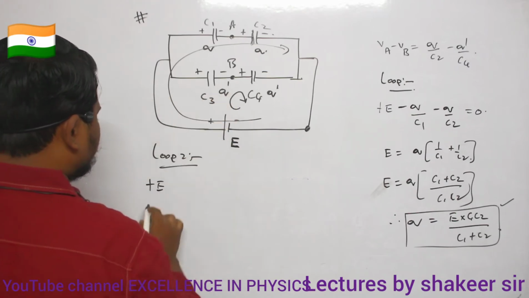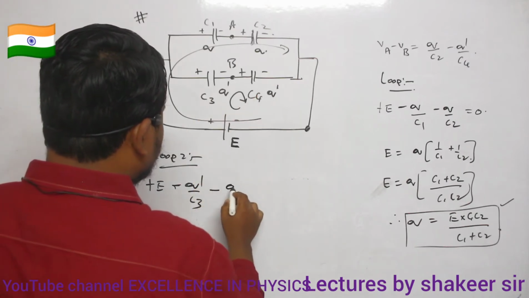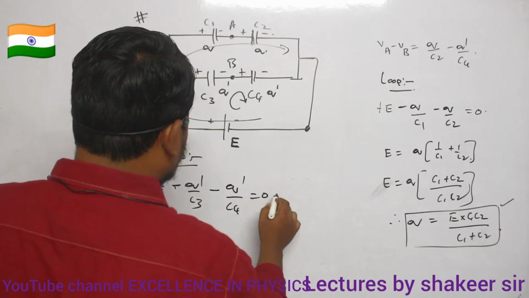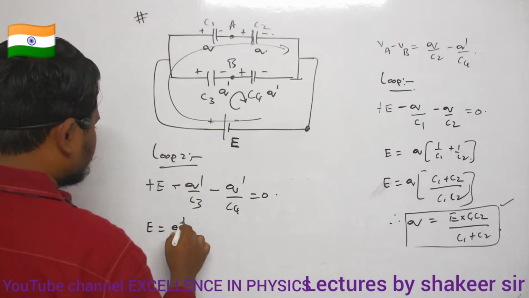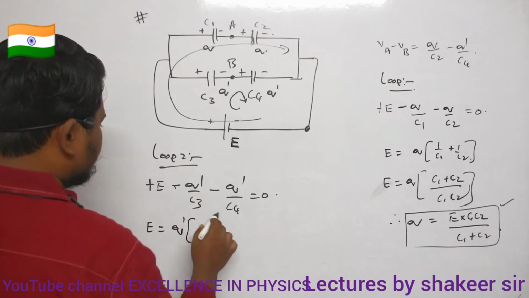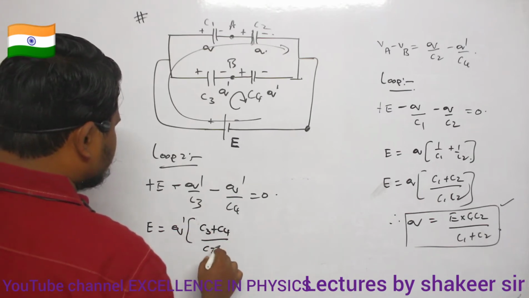So this is a drop of potential, minus q dash divided by C3. Again a drop of potential, minus q dash divided by C4. Totally it is equal to 0. Clear? So therefore E is equal to q dash. If I take common, then it is 1 by C3 plus 1 by C4, so C3 plus C4 divided by C3 C4.